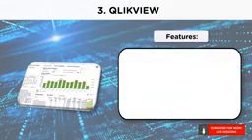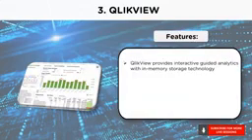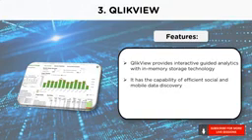Now talking about its features. QlikView provides interactive guided analytics with in-memory storage technology. During the process of data discovery and interpretation of collected data, the QlikView software helps the user by suggesting possible interpretations. QlikView uses a new patented in-memory architecture for data storage. All the data from the different sources is loaded in the RAM of the system and it is ready to be retrieved from there. It has the capability of efficient social and mobile data discovery.